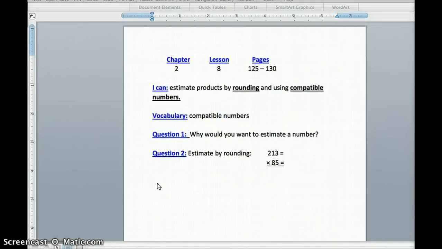All right, so let's look back at these questions. Question 1 you might have to think about a little bit. If you look back at that video though, I think it kind of explains why we'd want to estimate the numbers or use compatible numbers. And this one I want you to work out by rounding.